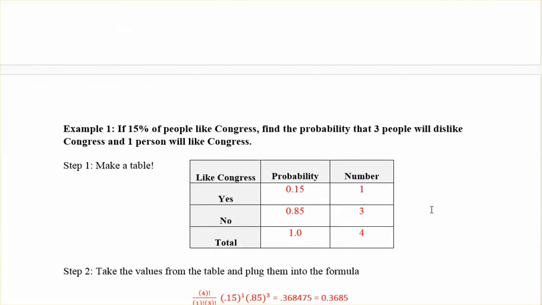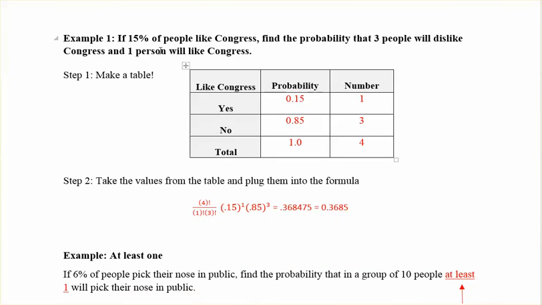So for an actual example, if 15% of people like Congress, find the probability that 3 people will dislike Congress and 1 person will like Congress. So we have 15%, and you will not get the table to fill in like on a quiz or something like that. I do the table just because, I'm not kidding, when you go to do your quiz, if you do the table, you are much more likely to get the right answer. The table just really helps things make sense and you organize things.